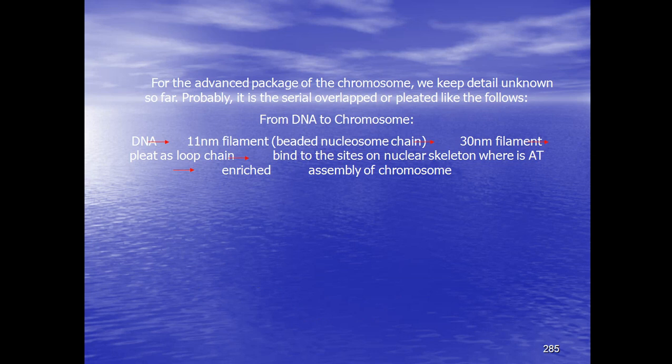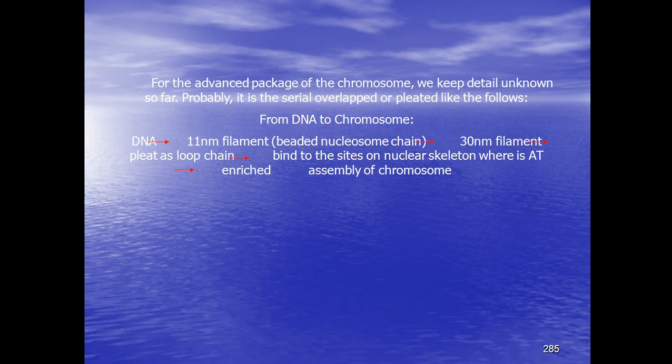It's not enough here, because even if it is done, you cannot store all the information. Then there will be advanced packaging of the chromosome, even though most of the information details are unknown so far. So we say that probably it is a serial overlap or pleated like. That means it must be a DNA.